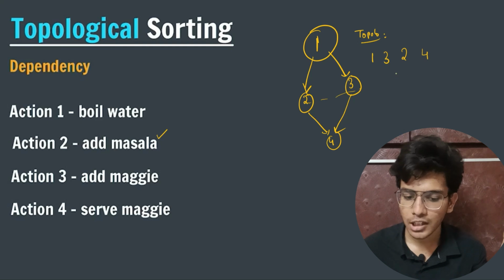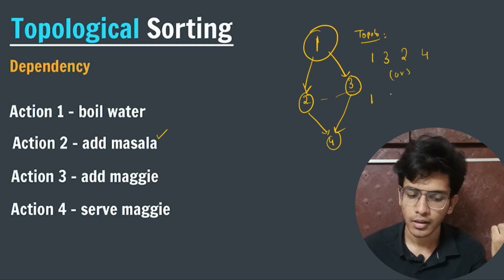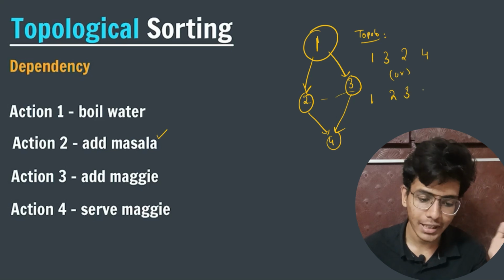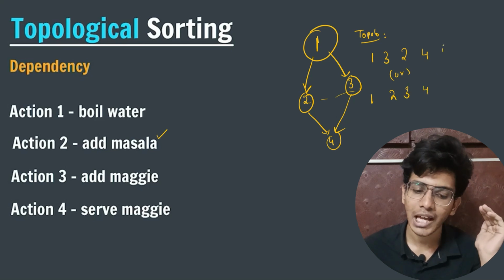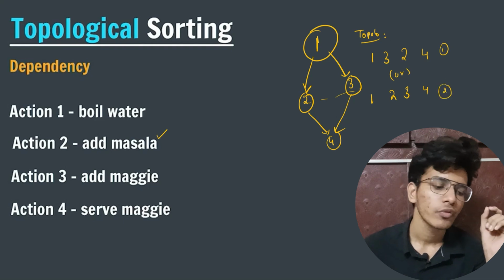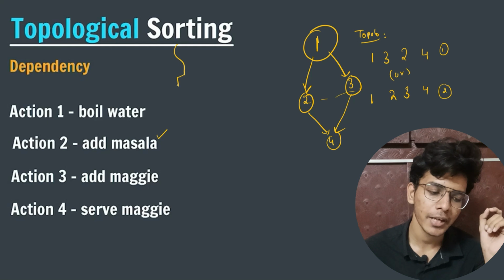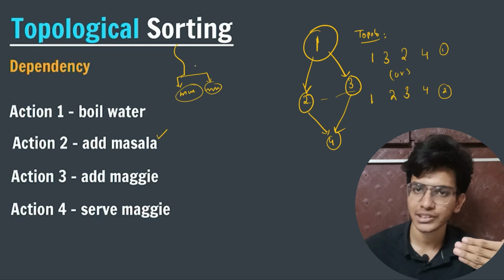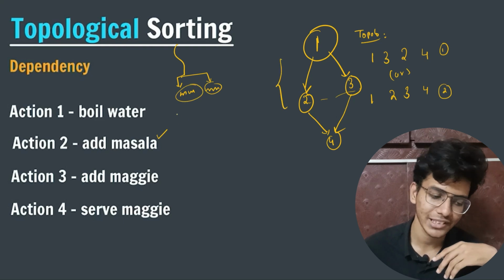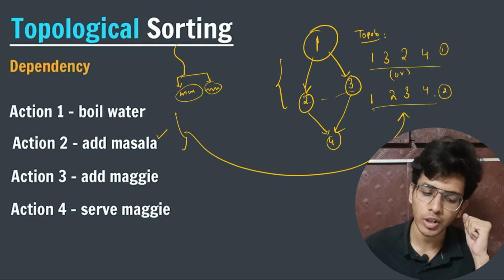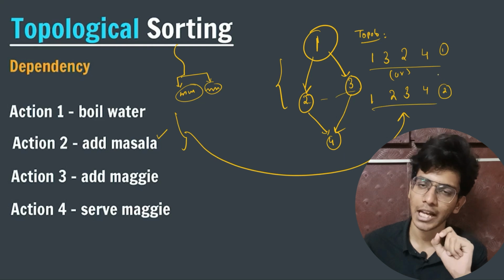Or another output will be 1, after that I will add Maggi, I will add masala, and finally I will serve it. So this can be one type of output, this can be another type of output. So for a topological sort, there might be multiple outputs, multiple forms of sorting, right? The answers can be in different sequencing. Here you can see that for this example, there are 2 topological sequences that can be possible.